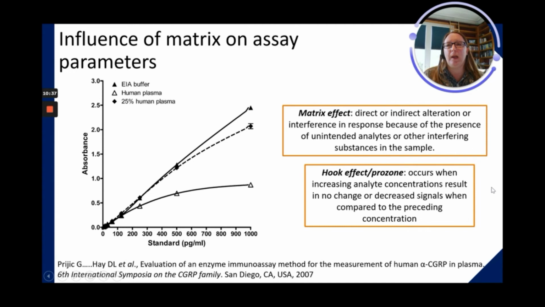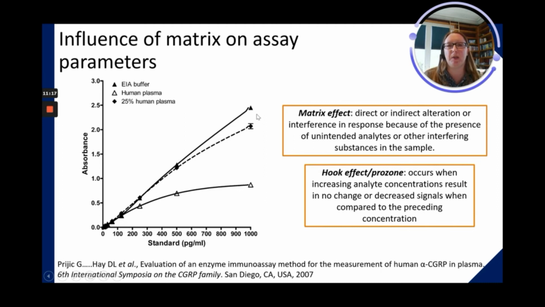This is also important, where the matrix itself can have an influence on your assay. This is an example of this, where we're looking at the measurement of CGRP in an enzyme immunoassay, and we're just looking at standard curves. In the enzyme immunoassay buffer, you see a nice, close to linear standard curve here. But if you were to prepare the same standard curve in 100% human plasma, you see quite a starkly different profile, where the measured concentration is substantially lower in the pure plasma.